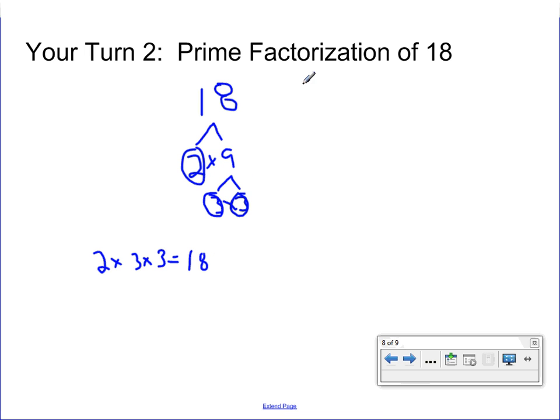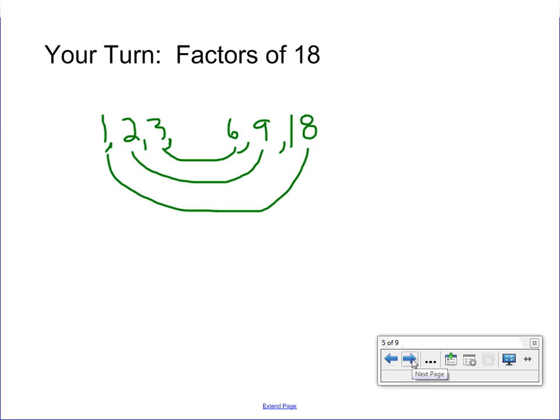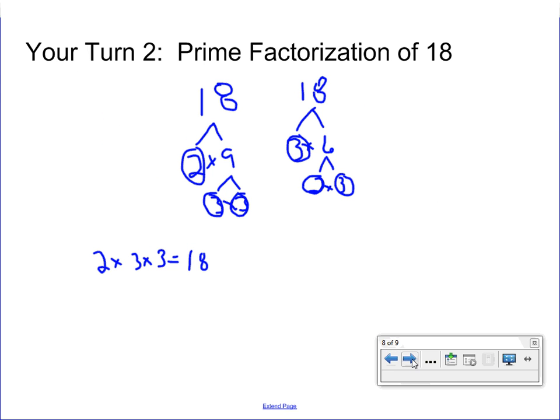You might have also started it as 18. Sorry, my writing's getting a little sloppy here. You might have also said 3 times 6. This is a prime number. 6 can be factored into 2 times 3, which are both prime numbers. And you still ended up with your 2 times 3 times 3. Also, you wouldn't want to do 1 times 18. If you did, you're going to get the same result, but it's just going to include an extra step.